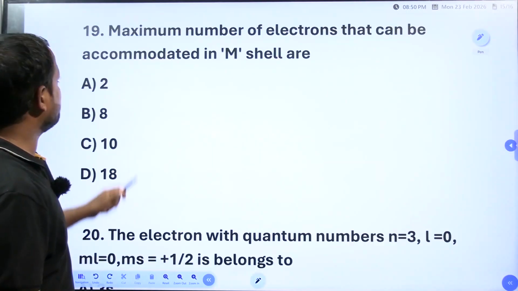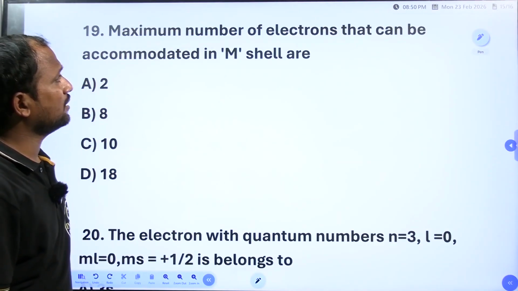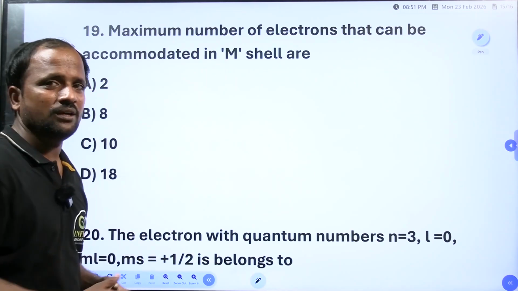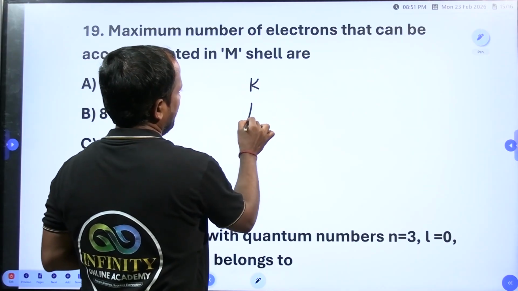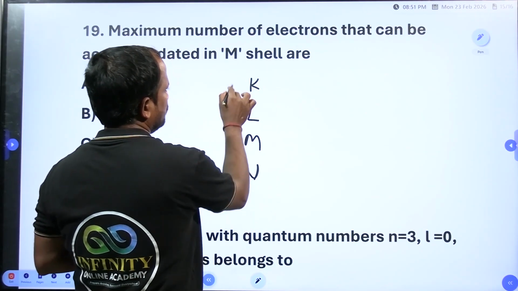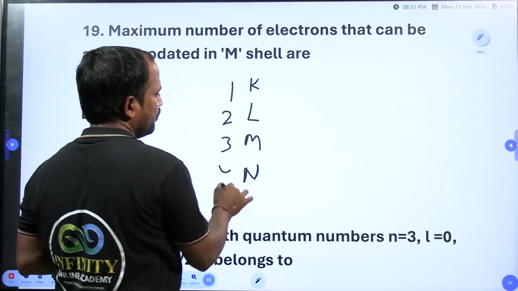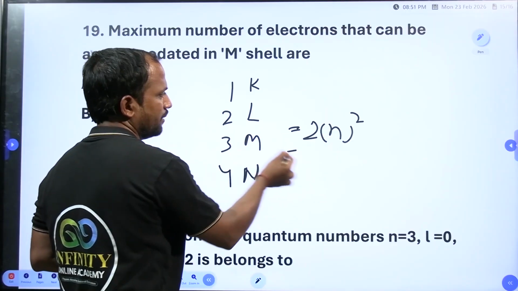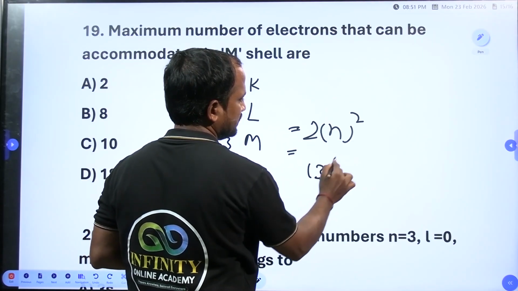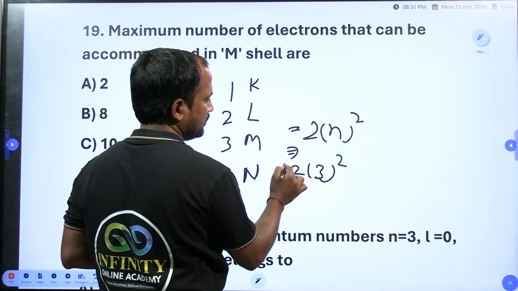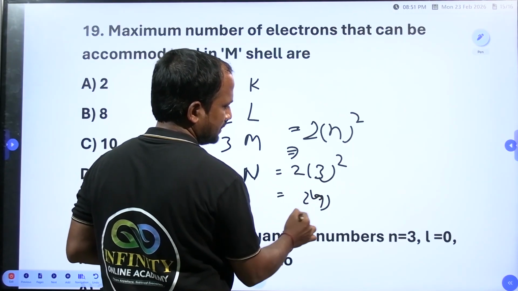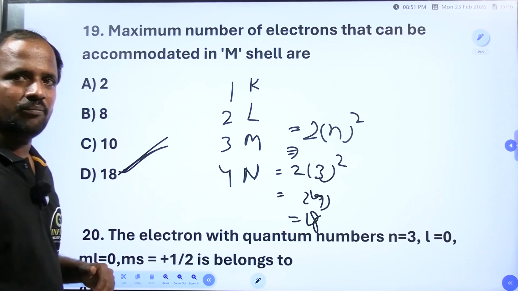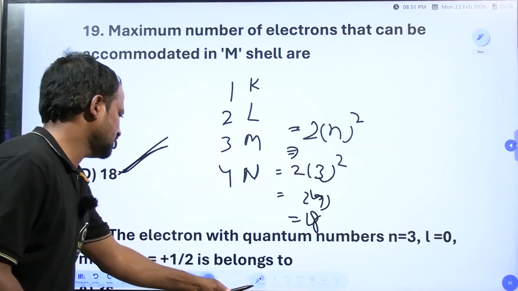Next question, the maximum number of electrons that can be accommodated in the M shell. K, L, M, N have n values 1, 2, 3, 4. So I will use the formula 2n square here. n value is 3, the principal quantum number. 3 squares are 9, 2 into 9 is 18. So 18 electrons maximum in the M shell. Okay, so see the next question.